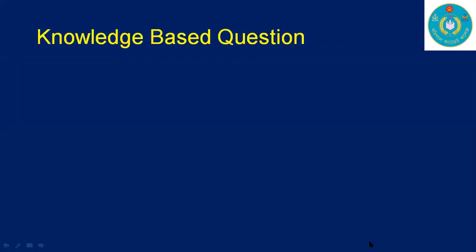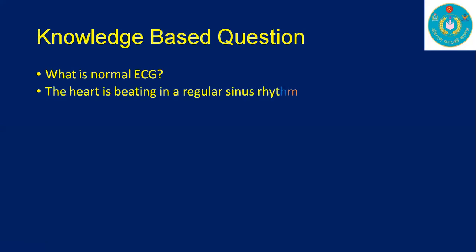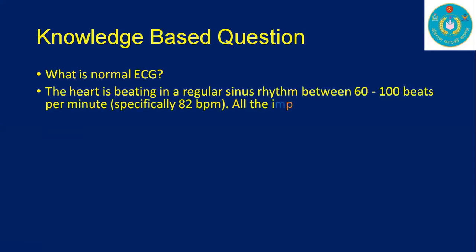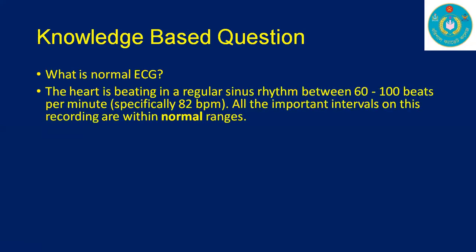Now we are going to discuss the knowledge-based questions about these topics. What is a normal ECG? The heart is beating in a regular sinus rhythm between 60 to 100 beats per minute, specifically 82 BPM. All the important intervals on this recording are within normal ranges.